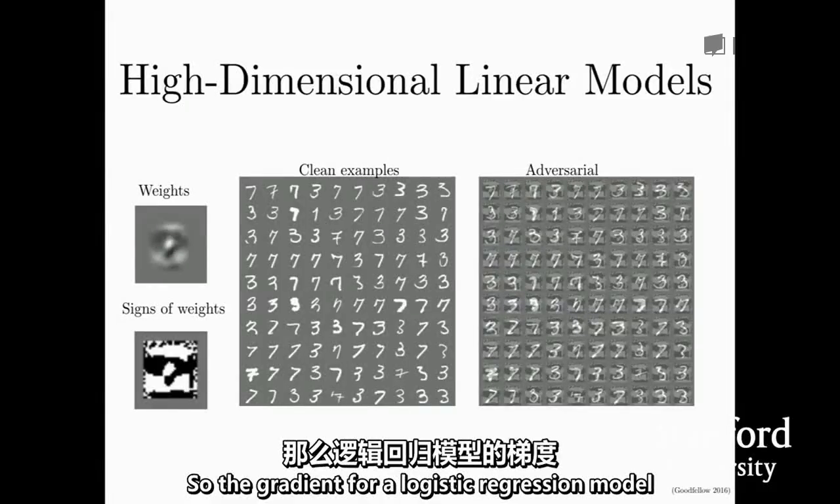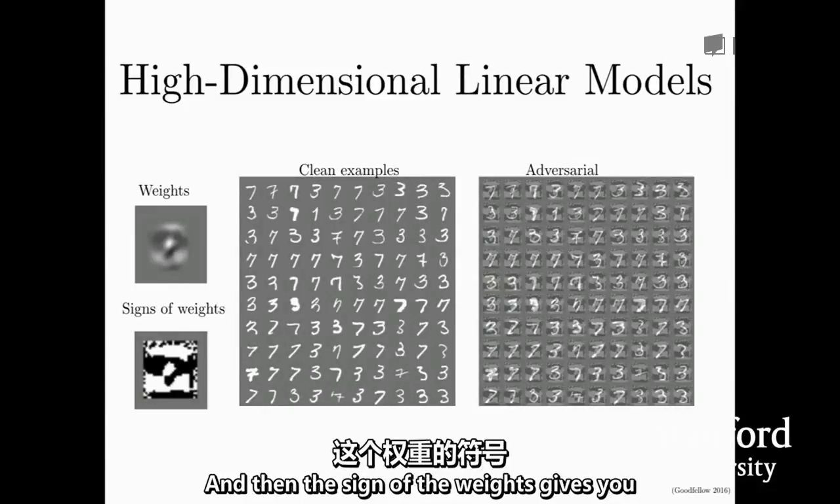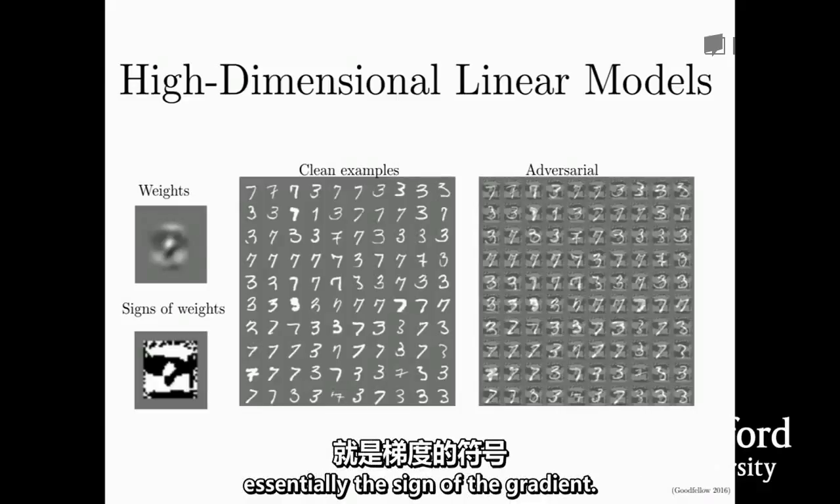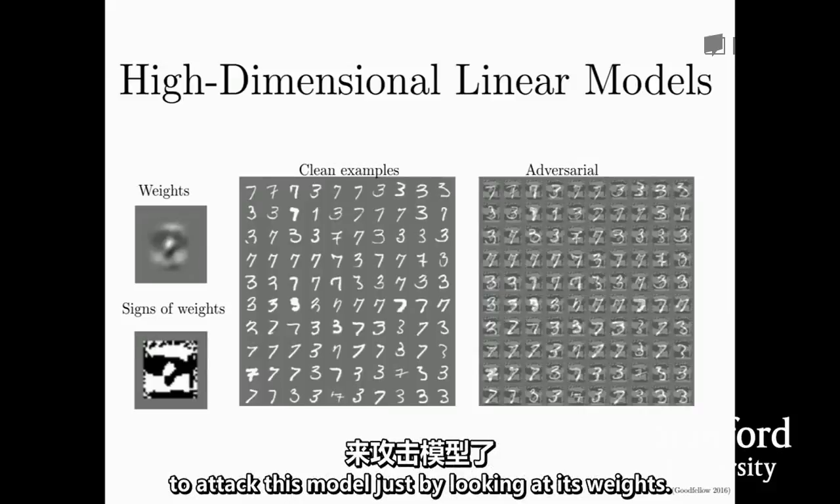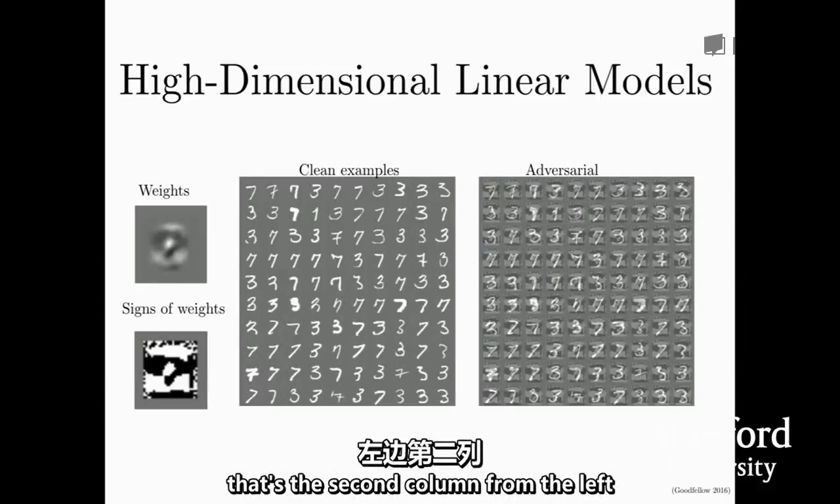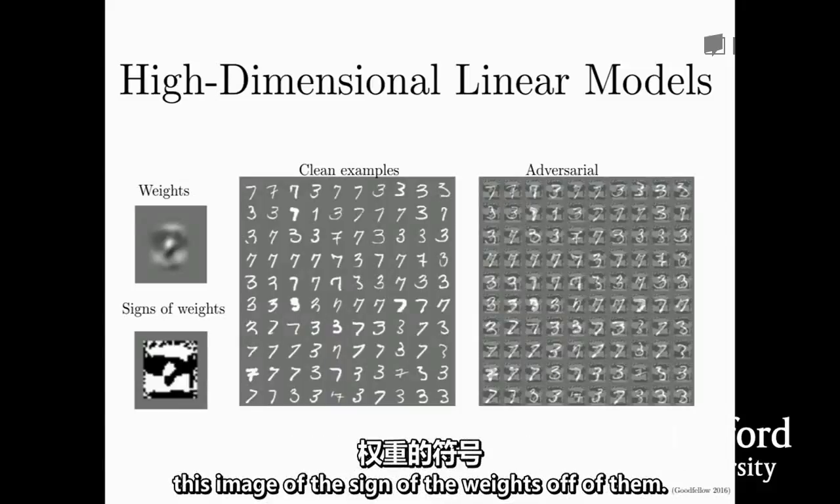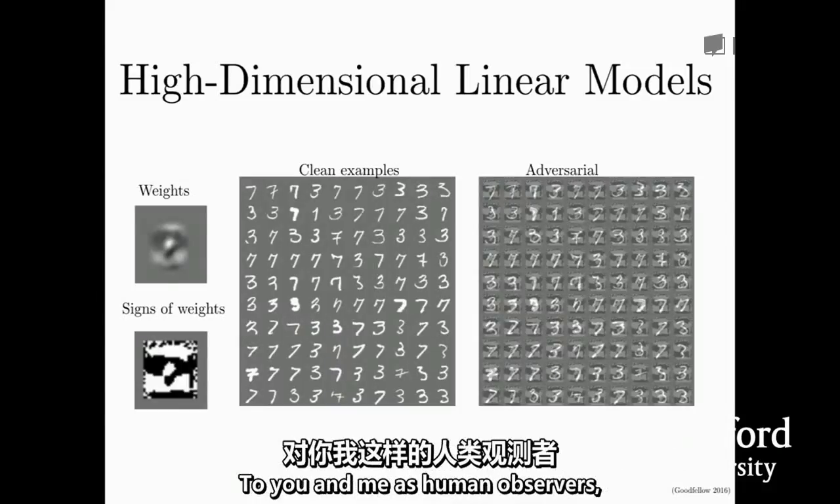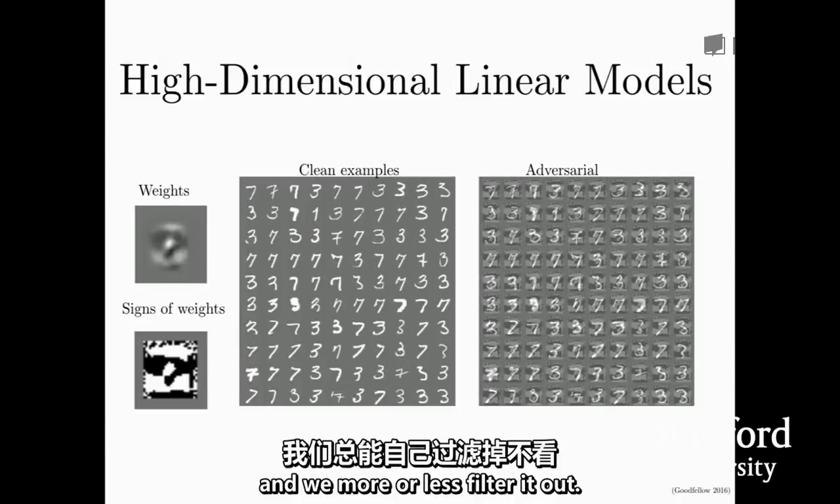So the gradient for a logistic regression model is going to be proportional to the weights. And then the sign of the weights gives you essentially the sign of the gradient. So we can do the fast gradient sign method to attack this model just by looking at its weights. In the examples in the panel that's the second column from the left, we can see clean examples. And then on the right, we've just added or subtracted this image of the sign of the weights off of them. To you and me as human observers, the sign of the weights is just like garbage that's in the background, and we more or less filter it out.